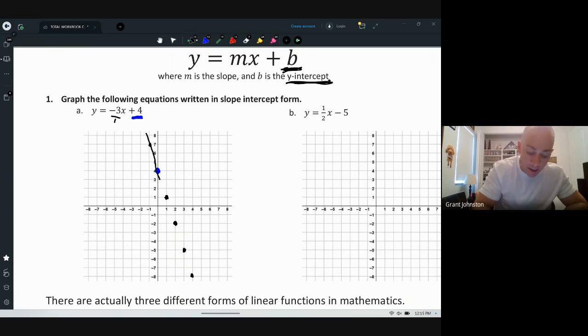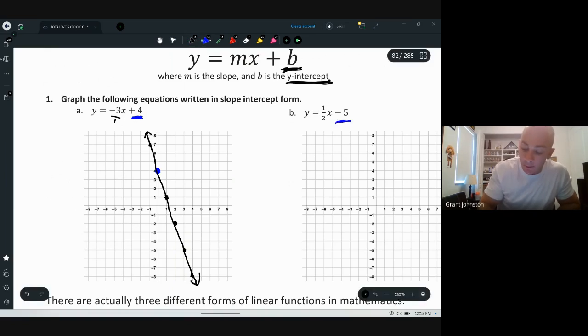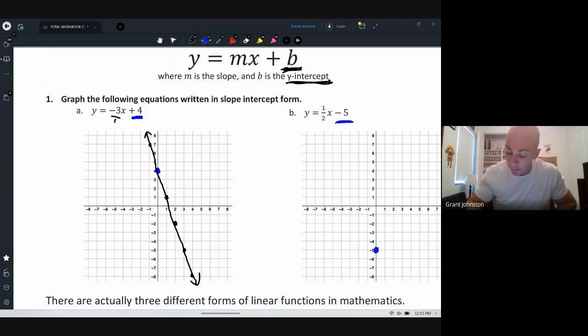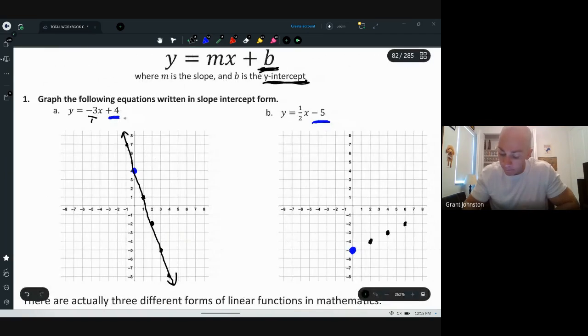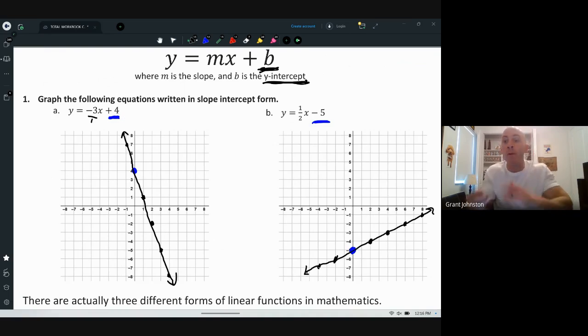So when you have a line written in slope-intercept form, this is how you approach it. You identify the y-intercept, and then you identify the slope, and you plot points. So even on letter B, our y-intercept is -5. So we start at -5 on the y-axis. And then our slope is 1/2. So we just go up 1, to the right 2. It's positive, so we're going in this direction. So that was all last unit. This is what we call slope-intercept form. It gives us the y-intercept, and it gives us the slope, and that's how we graph it.